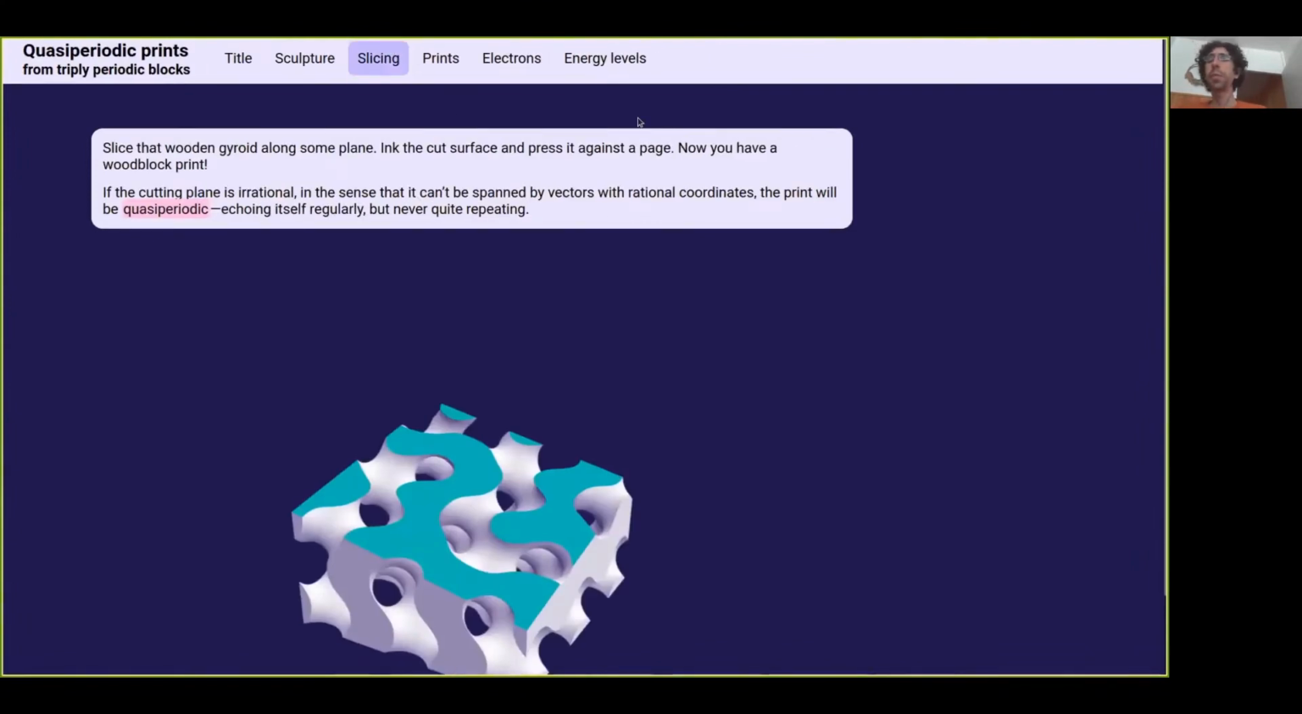All right, so take that wooden gyroid and imagine slicing it along some plane. Spread ink on the cut surface and press it against the page. Now you have a wood block print. If the plane you cut along is irrational, in the sense that it can't be spanned by vectors with rational coordinates, then the print will be quasi-periodic. It'll echo itself regularly, but never quite repeat.